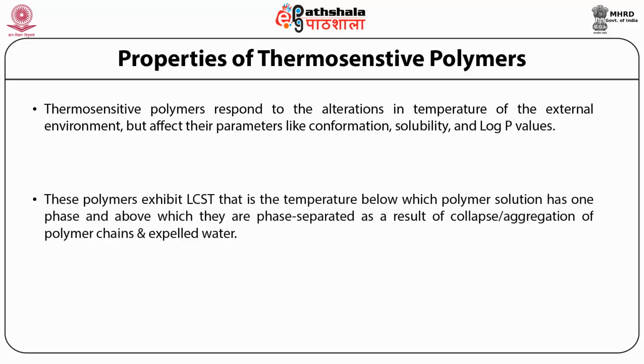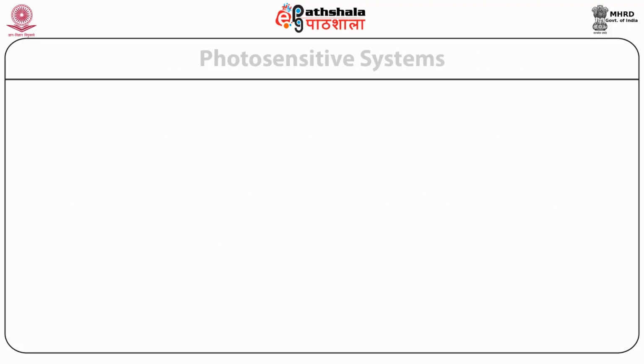These polymers also show a lower critical solution temperature, also known as LCST, below which the polymer solution has one phase, and above which it has a phase separation as a result of the collapse and aggregation of the polymeric chains, and then it expels water. So this variation in the LCST is also directly affected by the log P values in the thermosensitive nanocarrier.